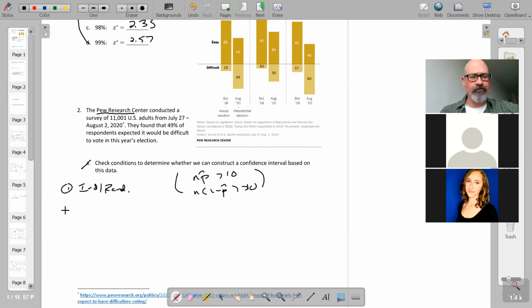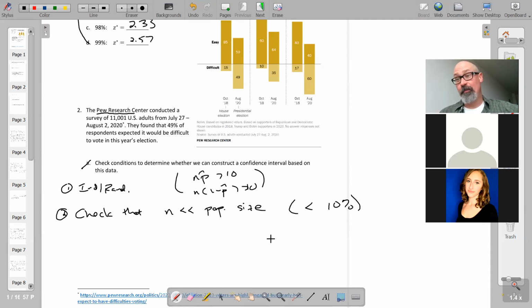When you're dealing with condition 2, just check that the sample size n is substantially lower than the population size. I think the condition the author gives is less than 10% of the population size. Of course, if you're dealing with all people who might potentially vote in a presidential election, 11,001 is not that big as a percentage of the number of voters. I forget exactly how many people voted in that election, but it was into the millions. So you're not really worried about that.